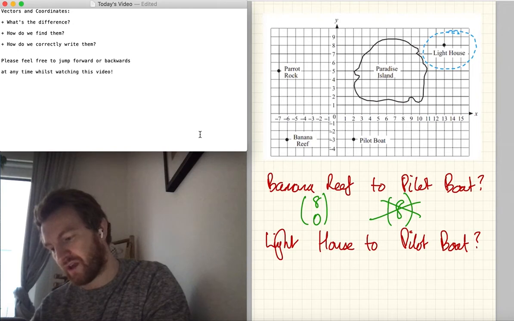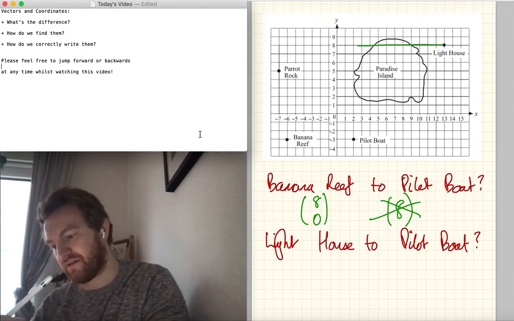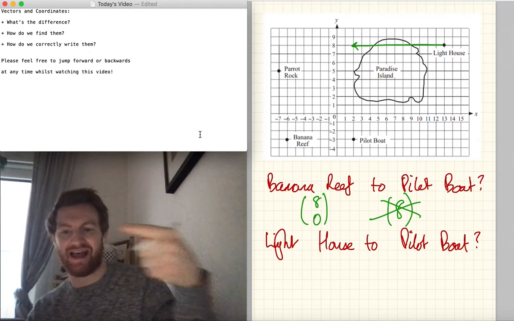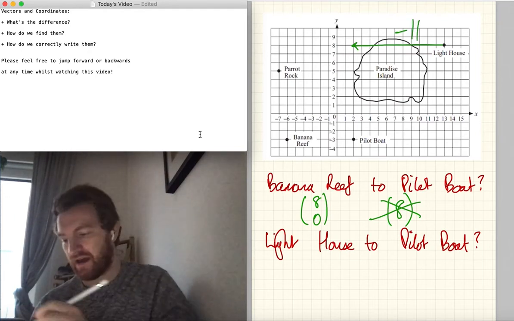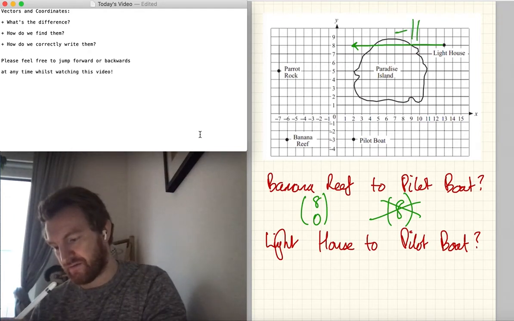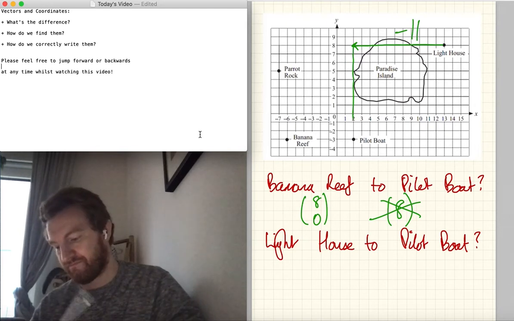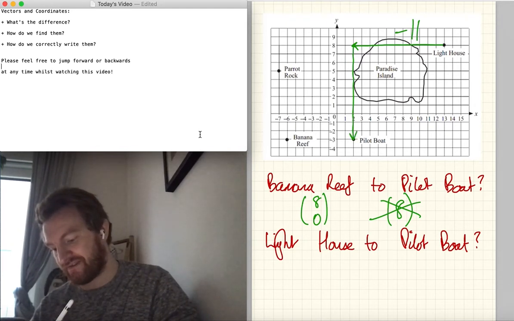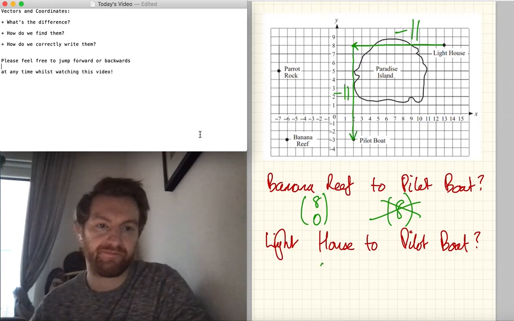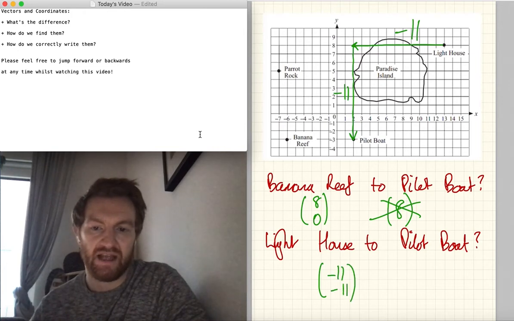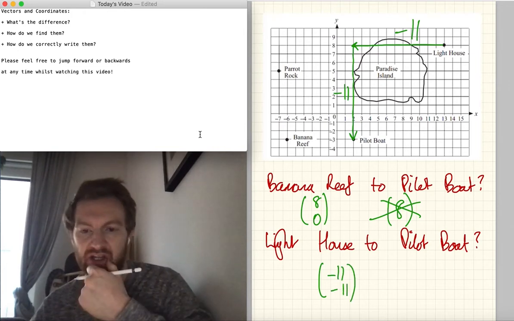So first of all, we go to the left. We go 1, 2, 3, 4, 5, 6, 7, 8, 9, 10, 11 boxes. Good old counting. Negative 11 because it's going to the left. And then we go 1, 2, 3, 4, 5, 6, 7, 8, 9, 10, 11 down. So we go 11 left and 11 down. And that's it. That's column vectors pretty much.